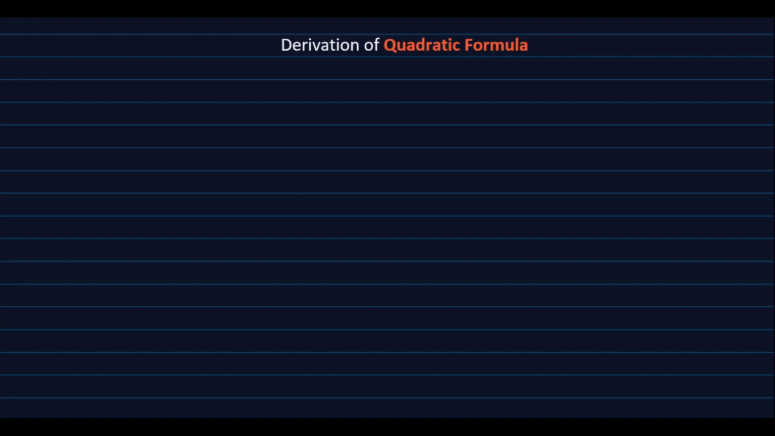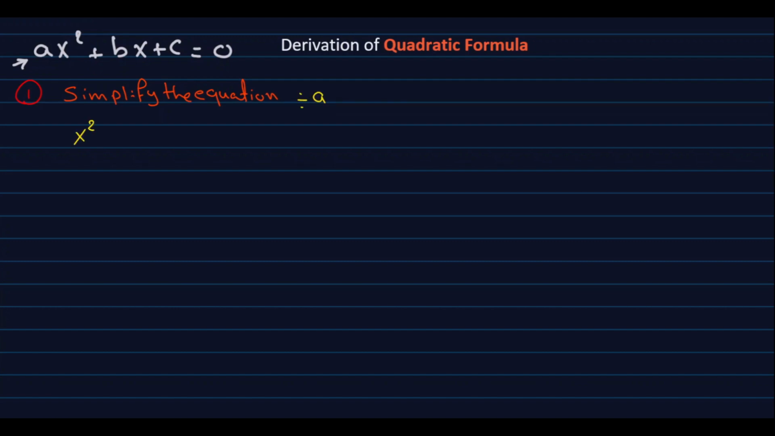I will guide you through the derivation steps for the quadratic formula. We begin with the standard form of a quadratic equation, which is expressed as ax squared plus bx plus c is equal to 0. This will be our starting point. Step 1: simplify the equation. We will divide the entire equation by a. So we are going to have x squared plus bx over a plus c over a is equal to 0.